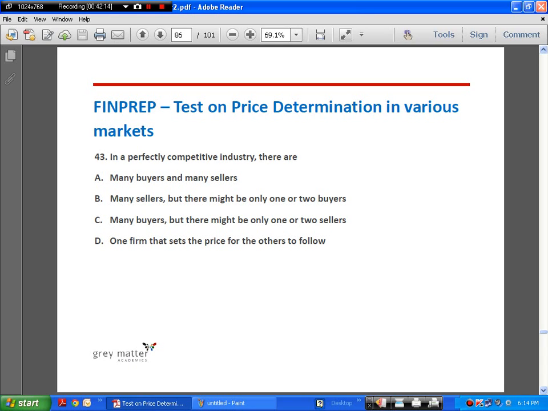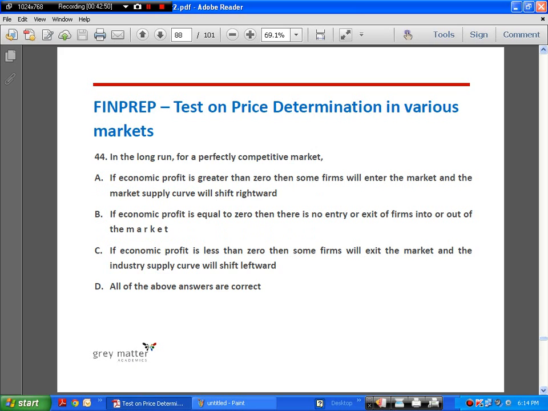43rd question. In a perfectly competitive industry, there are many buyers and many sellers, but there might be only one or two buyers, many buyers but only one or two sellers, only one firm that sets the price for the others to follow. So perfect competition has many buyers and many sellers. That is the main feature of perfect competition. So the right answer is option A, many buyers and many sellers.